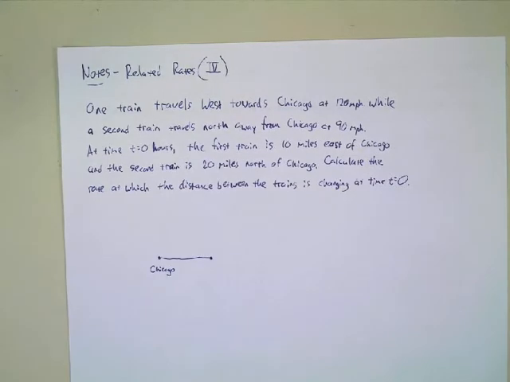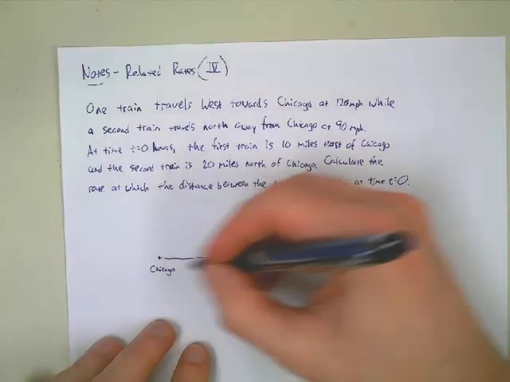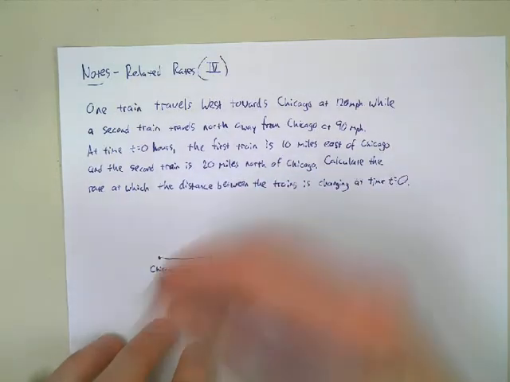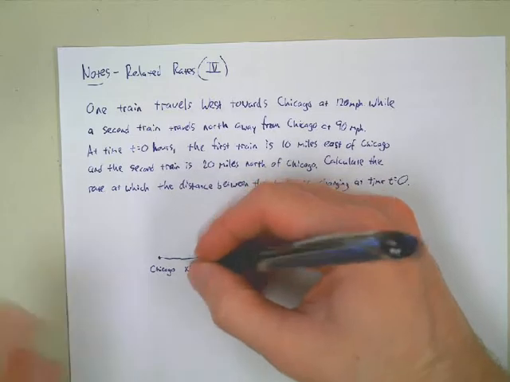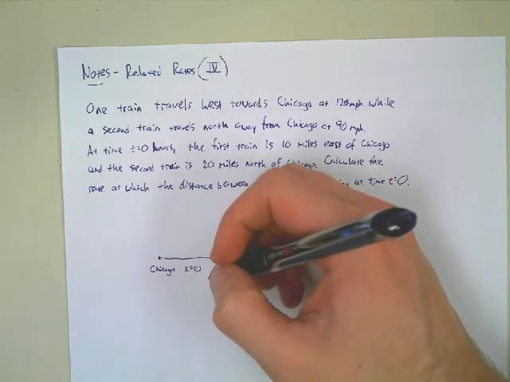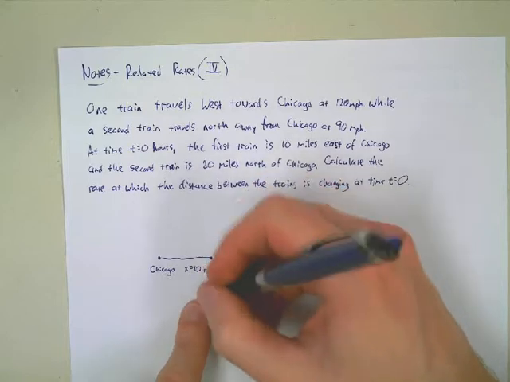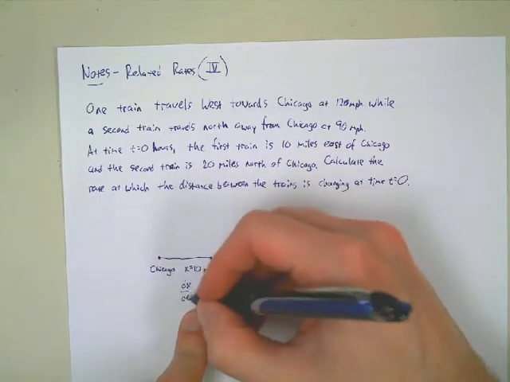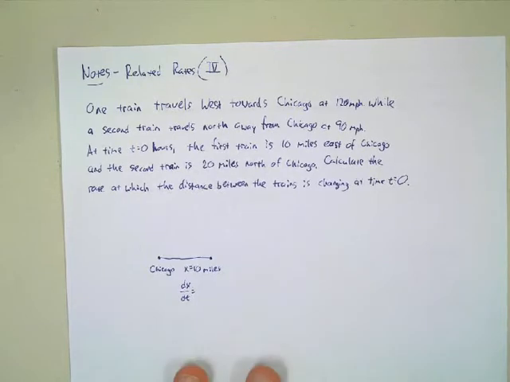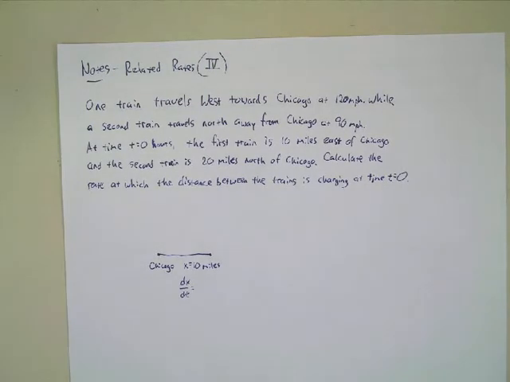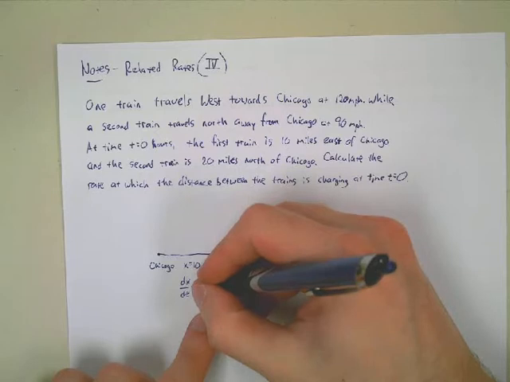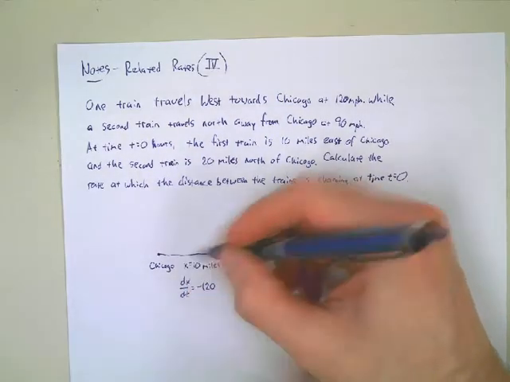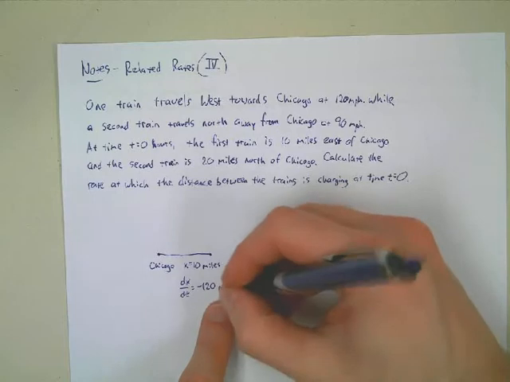Wait, if it's heading into Chicago, that line is getting smaller, so should it be a negative 120? We'll talk about that. How far away is that train from Chicago? 10. I'll use a variable x, a nice horizontal distance. So x is 10 miles. But we do have a rate of change of x, dx/dt. It's getting closer to Chicago at a rate of negative 120 miles per hour, because the distance is decreasing.